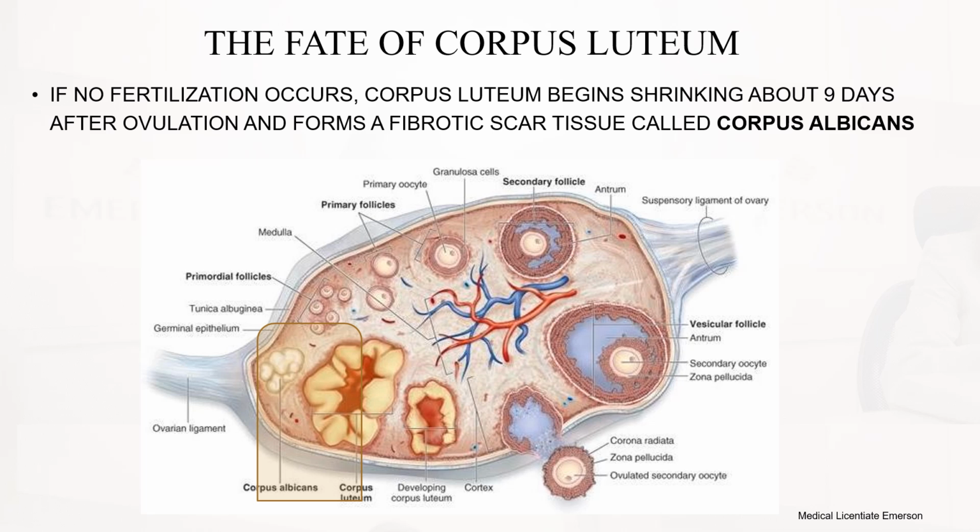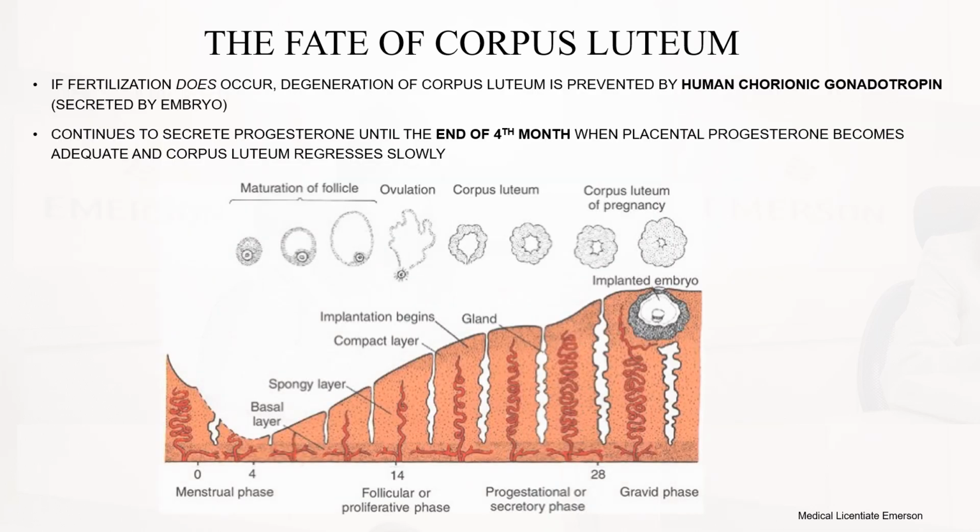So this is if there is no fertilization. But if fertilization does occur, then degeneration of the corpus luteum is prevented by human chorionic gonadotrophin, the HCG, which is a hormone secreted by the embryo. So it prevents the degeneration of the corpus luteum. Since its degeneration has been stopped, it continues to secrete progesterone until the end of the 4th month, when the placental progesterone becomes adequate and the corpus luteum regresses slowly.